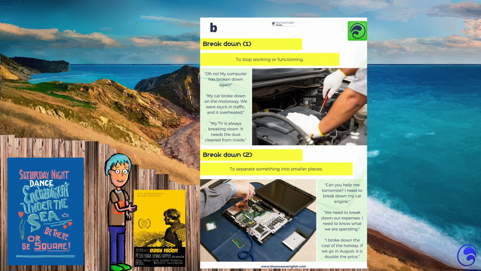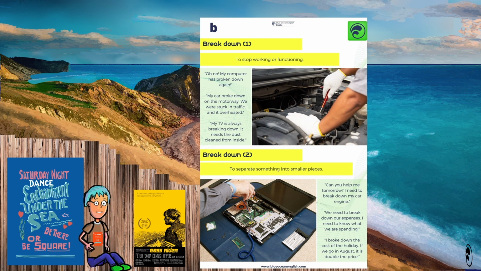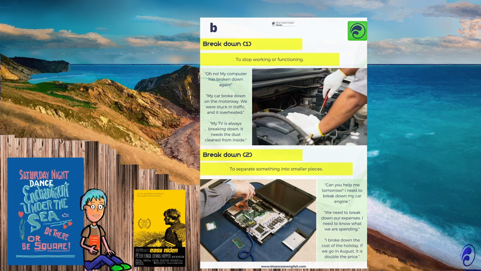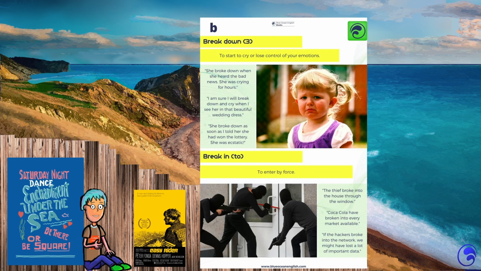And the third example, I broke down the cost of the holiday. If we go in August, it is double the price. So I separated the price of the holiday into pieces, and I can understand it's much more expensive in August. And break down also has a third meaning. So to break down means to start to cry or lose control of your emotions.